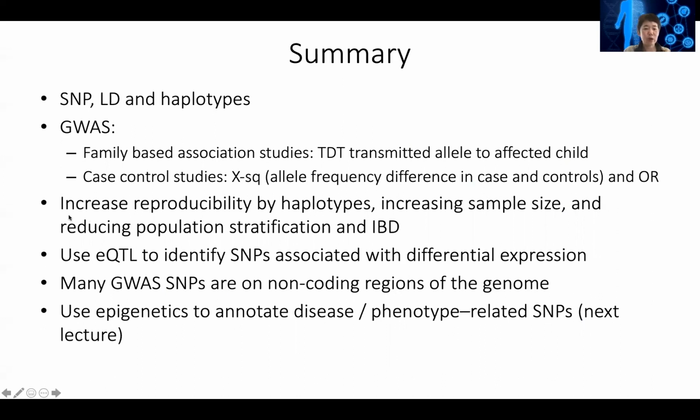And in order to increase the statistical power of your analysis, you can look at haplotype association rather than individual SNP association. You could increase your patient sample population. Bigger cohort, the better power. And also, you need to make sure to eliminate the population stratification, and remove the too close family members. This is in the case control studies.